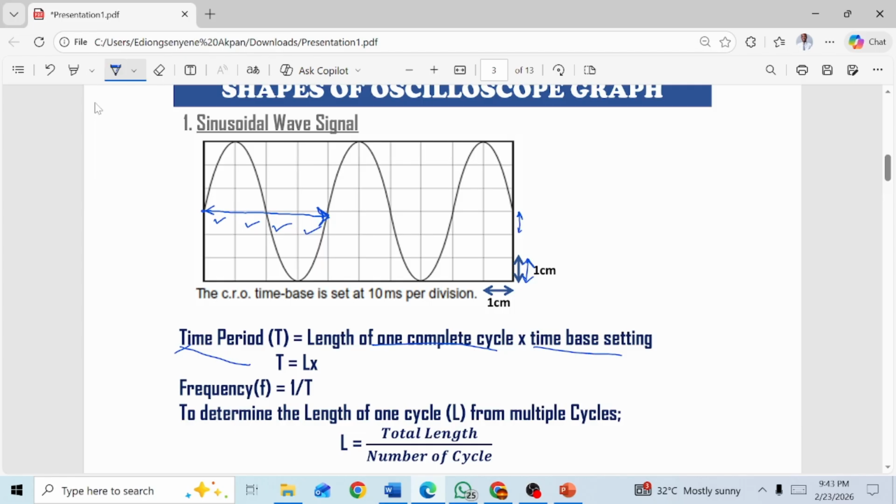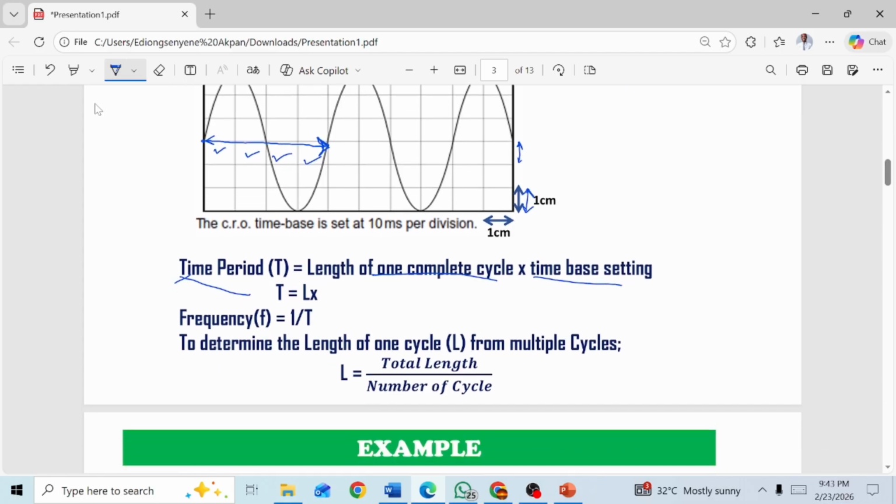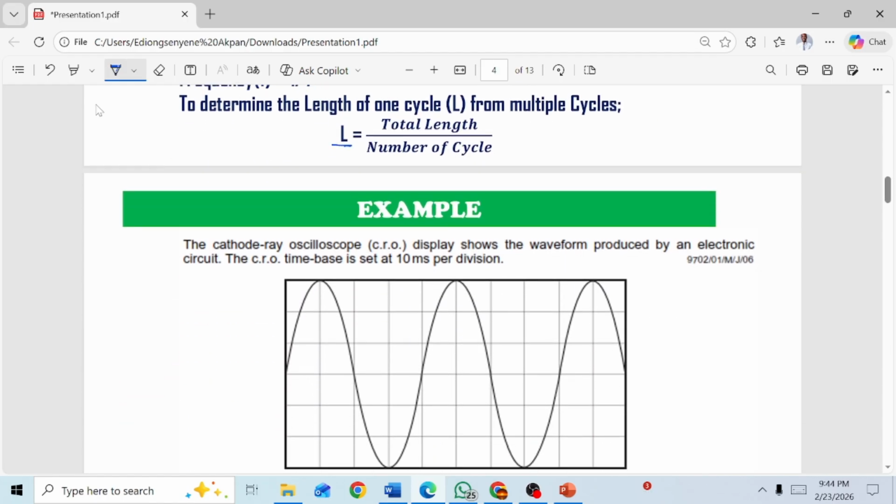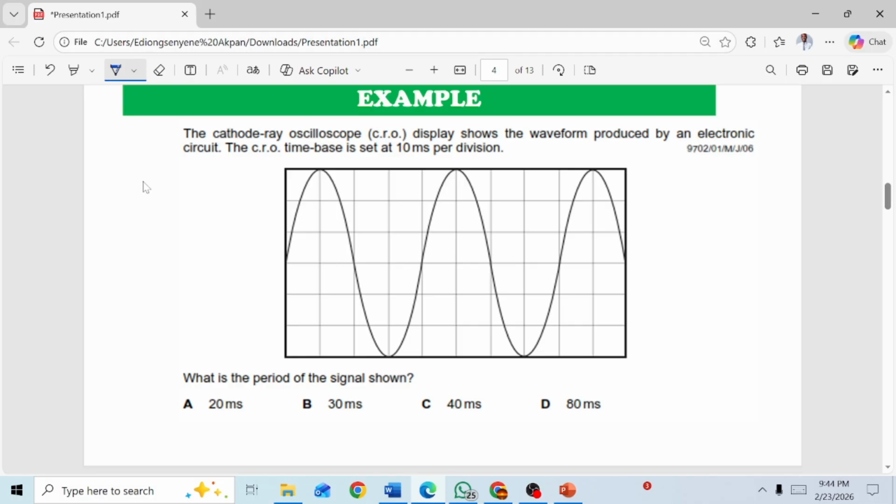Now, if we don't know the length of a complete cycle, we can use the total length of the whole graph and divide it by the number of cycles to get the length for one. Let's look at an example from a past question. This is a past question, 9702 paper 1 May June 2006, an old paper in which they have started repeating some of these questions.